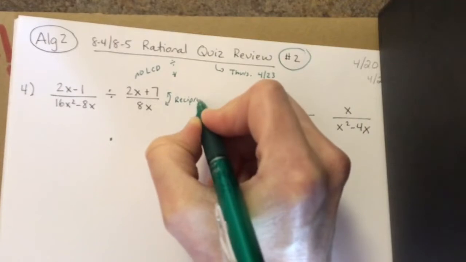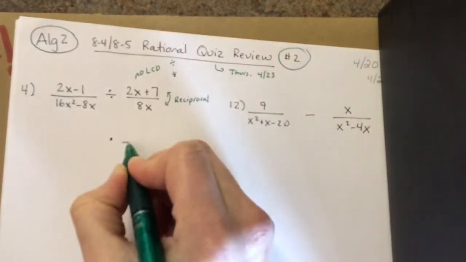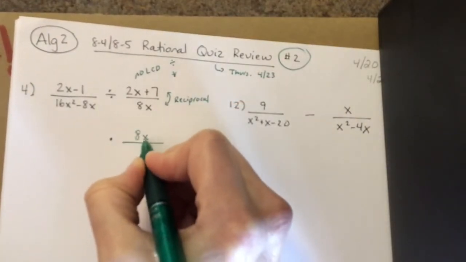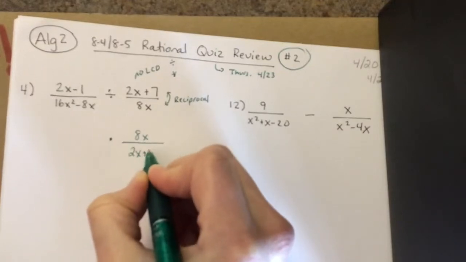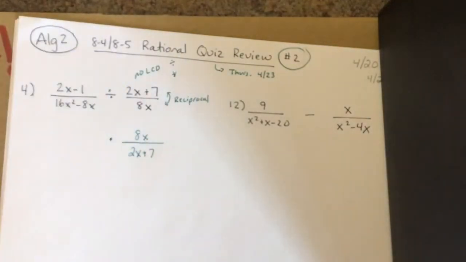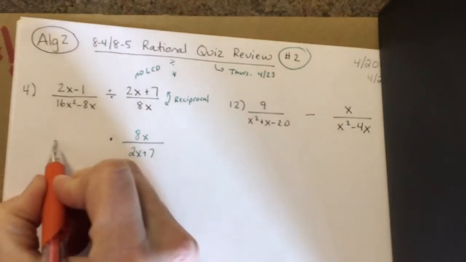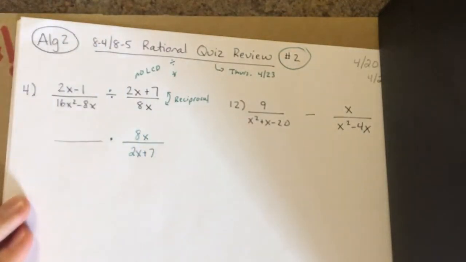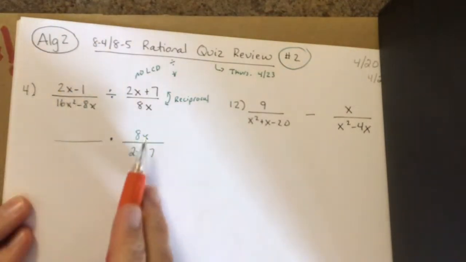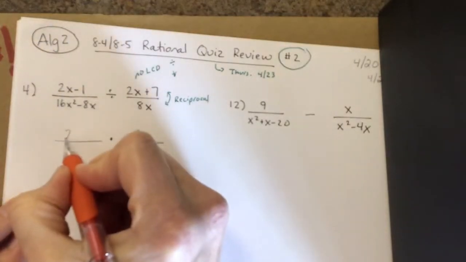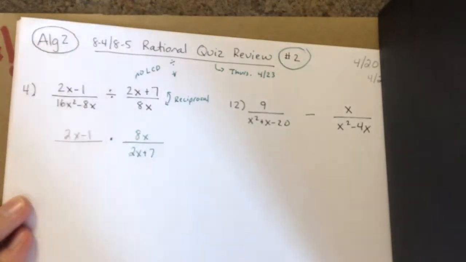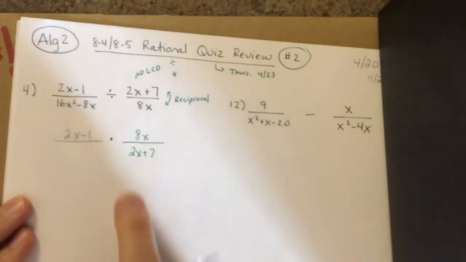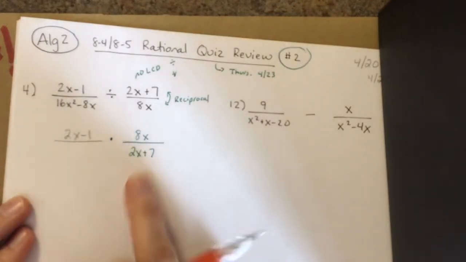So I'm going to do the reciprocal of the second fraction. And then what are we going to do on the first fraction? Well, we're going to factor. Anything with a minus or a plus needs factoring unless it just can't factor. Like 2x minus 1 does not factor. 2x plus 7 does not factor.